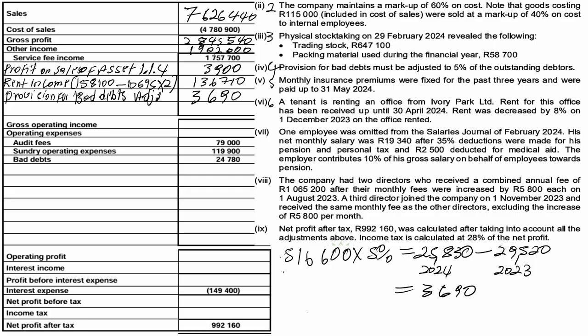So the gross operating income again, it will be the gross profit plus other income. So the gross profit is how much? 2,845,540 plus 1,902,000. Okay, so it means now the gross operating income, it will be 4,747,540. Okay, so let's check now other operating expenses.